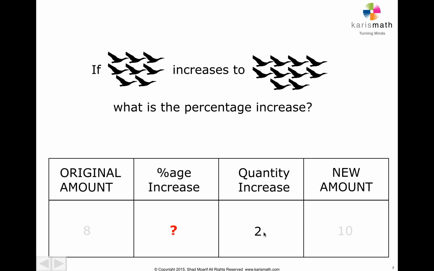And this 2, what fraction is this of the original amount? So it's 2/8 of the original amount. So the original amount is 8, 2 on top of that, and that's what we changed to percentage. So we multiply by 100, which is 1/4 of 100, which is 25%. So the increase is a 25% increase, and that's your answer.